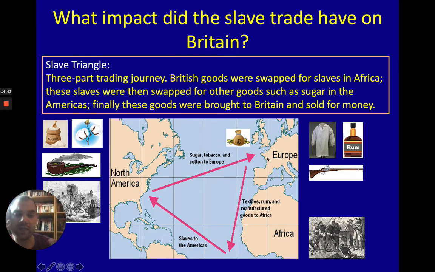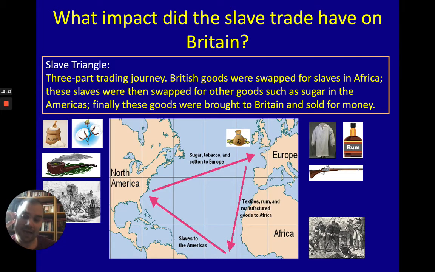Now, if you want to think about it roughly, and again, this is a very simplified way of explaining how the slave trade worked, what you would have happen is that English sailors would take textiles, rum, manufactured goods like guns particularly, that African rulers would want. They would sail down to Africa. They would have these slave forts all on the coast of particularly West Africa, and they would basically arrive there and then trade with local African rulers for slaves.